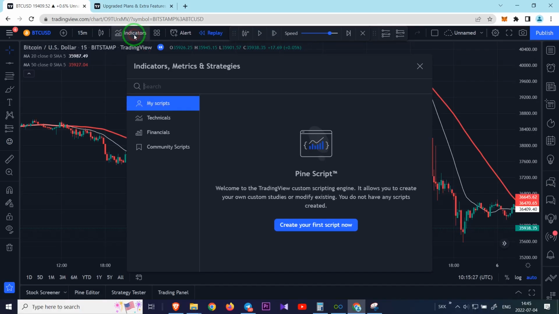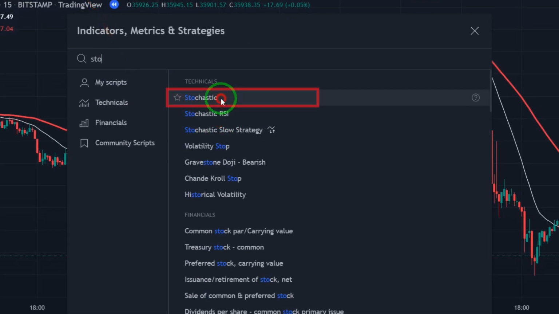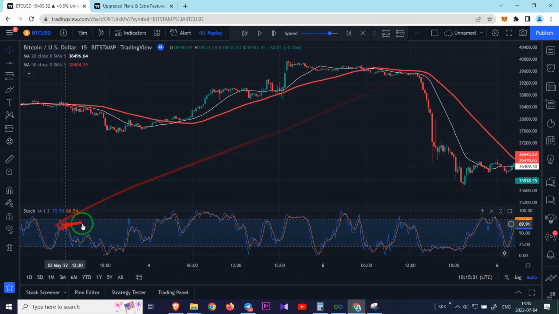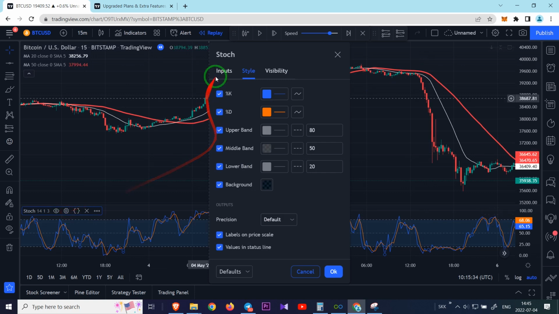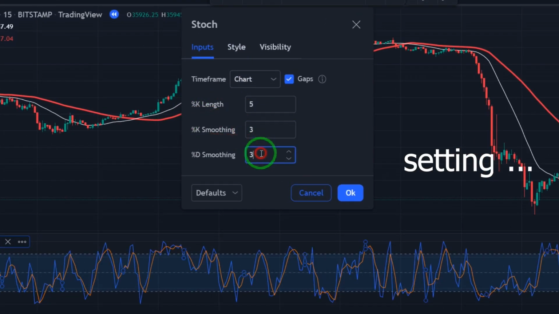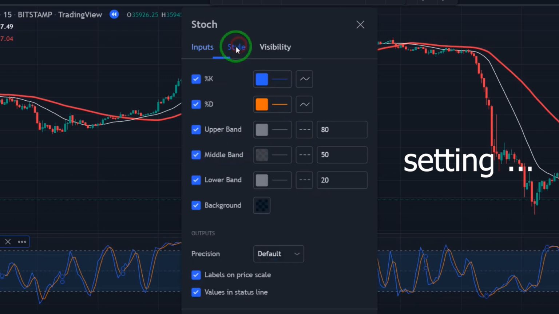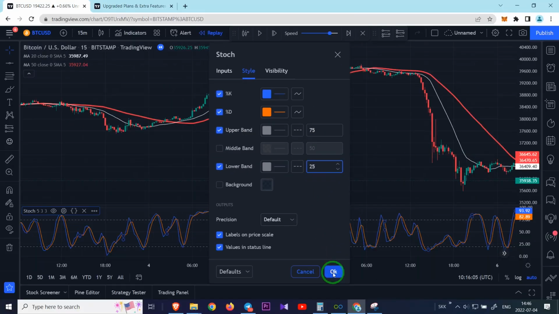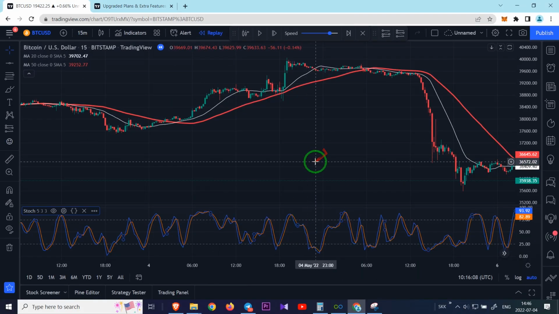We should add one of the most popular indicators for intraday trading, Stochastic, to the chart. After adding this indicator, we change the input numbers like this. We go to the Style tab. We don't need the background color and the middle line, so uncheck. We set the upper band to 75 and the lower band to 25. Now everything is ready. Let's start trading.